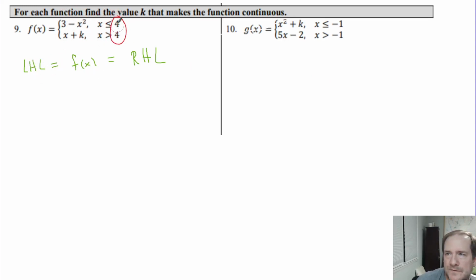So the left-hand limit would come from the 3 minus x squared. So that'll be 3 minus 4 squared. The value of the function would come from there too. It would literally just be 3 minus 4 squared again. So obviously those are equal. And then the right-hand limit would come from the x plus k, which will be 4 plus k for us. So basically for all of these things to be the same, we get 3 minus 16, that's negative 13. This of course is negative 13.